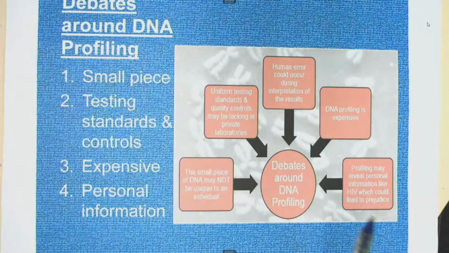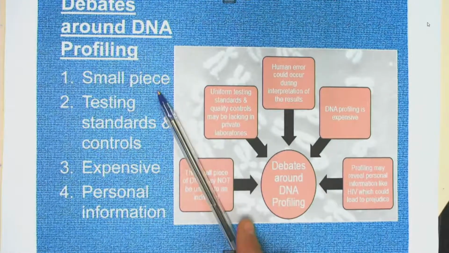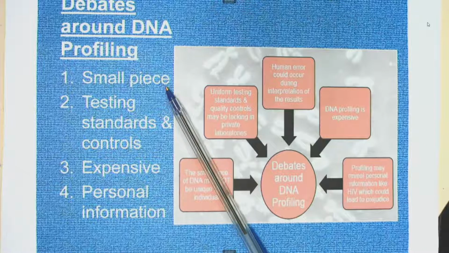Many people will say that the DNA that we use is a small piece. So what happens now is that it could be similar. If we're only using a small piece, that piece can be similar to the piece of the DNA of another guy, so that becomes a problem.